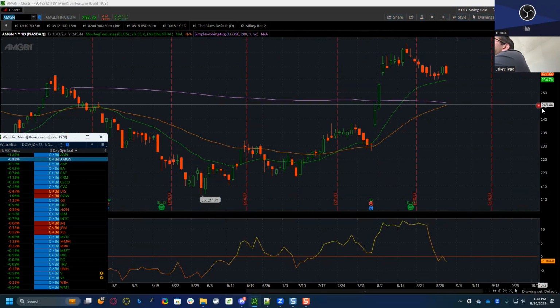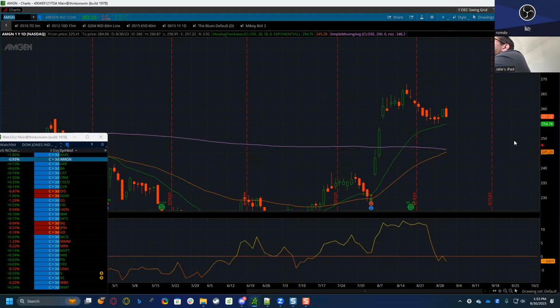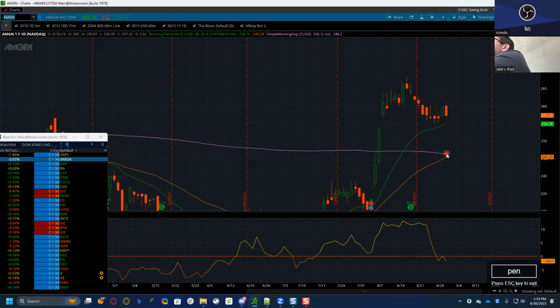AMGN. The 50 needs to get above the 200, which is almost destined at this point. I don't know that it could. I guess it could. If we fell out of bed tomorrow and got all the way down here, then it might not cross. But the odds of that happening are so low that this is going to cross. And once it does, we'll have the 20, 50, 200 combo that we're looking for.